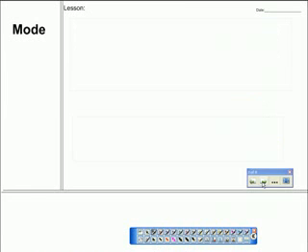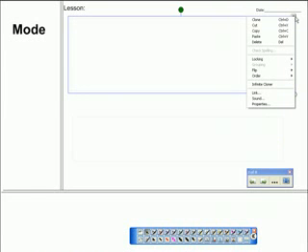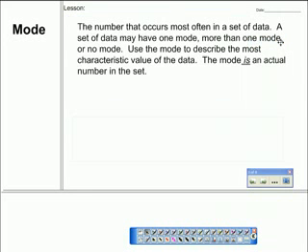The mode. Does anybody know what mode is? It's a French word, what it means? A la mode, yeah, that's pie with ice cream, right? Yeah, it actually means fashion. So a la mode would be in fashion. So mode is just what's popular, fashionable. That's what the French translation is.